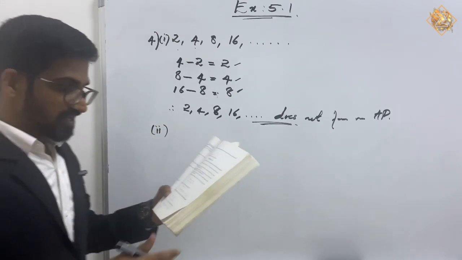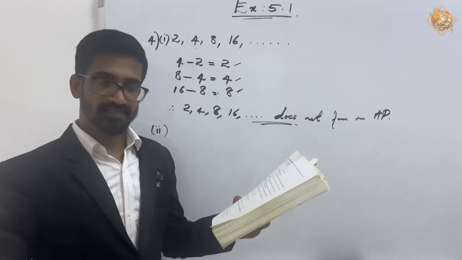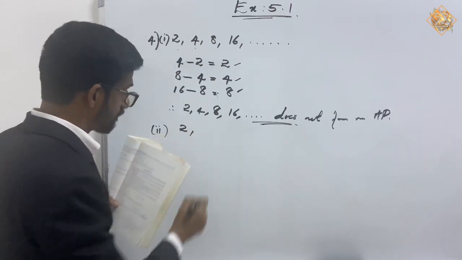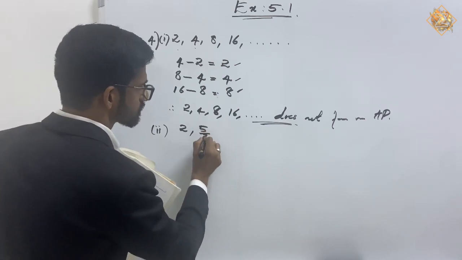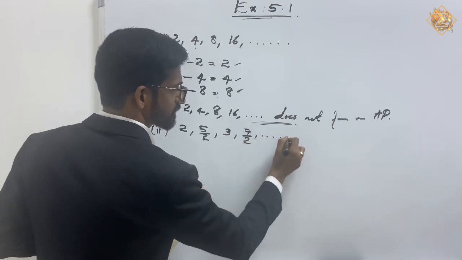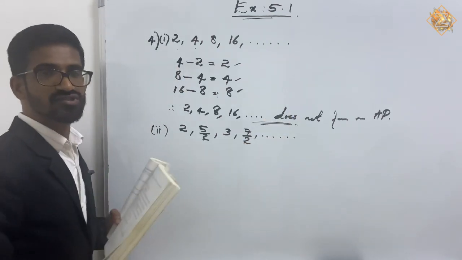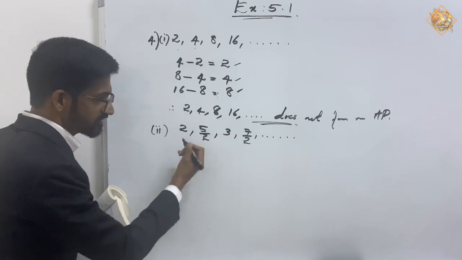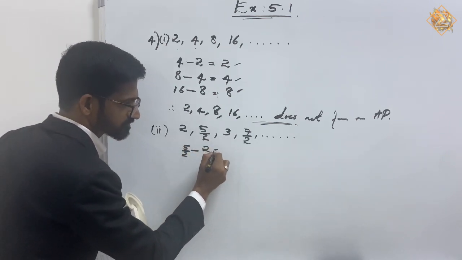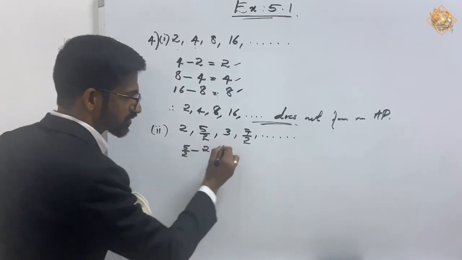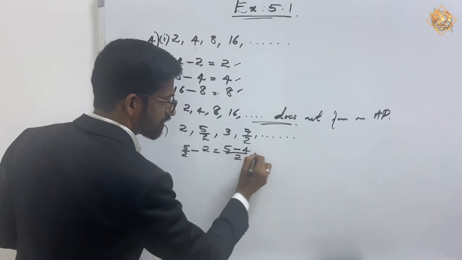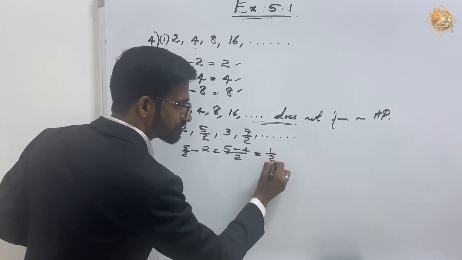Now when we look at the second question, 2, 5/2, 3, 7/2, etc. We'll solve it now. Here we have to check whether this list of numbers forms an AP. For that, from the second term, we have to subtract the first term, isn't it? So here we will do the cross multiplication, that is (5 minus 4)/2. 5 minus 4 is 1, so 1/2.